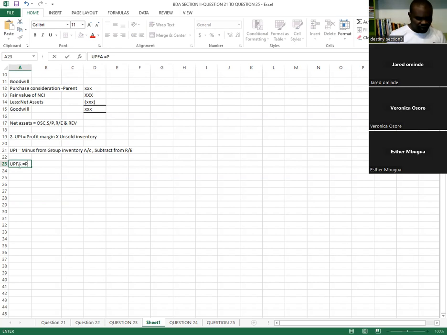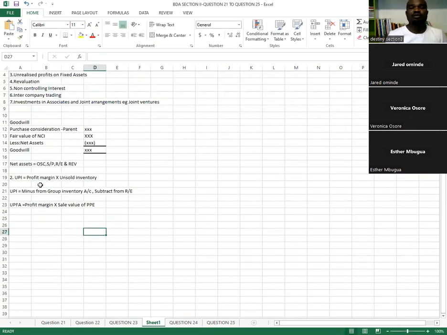You take the profit margin, not markup, then you multiply with the sale value of PPE. That is how you get it. So if they also give you markup, you convert the markup to margin, which I've shown you how to do. Then you multiply. Then now, how will you adjust for it? How do you adjust for UPFA?